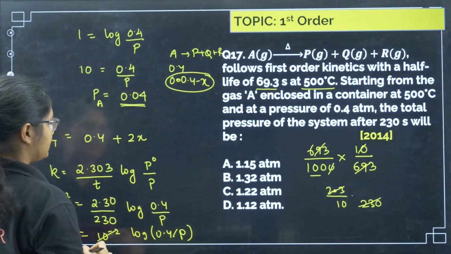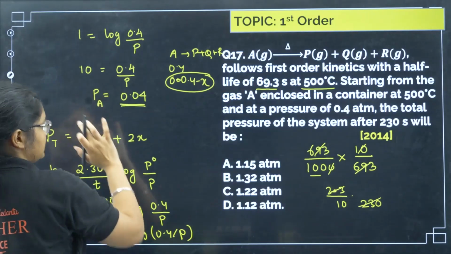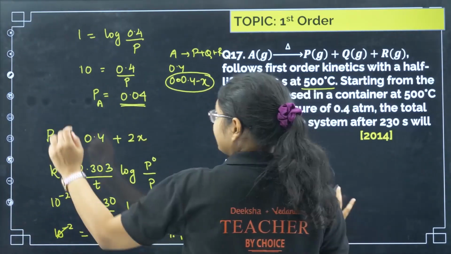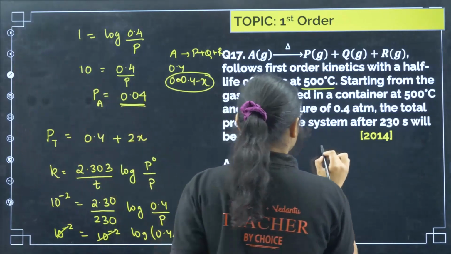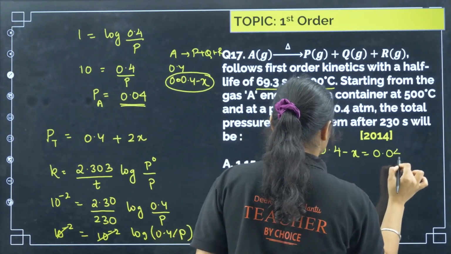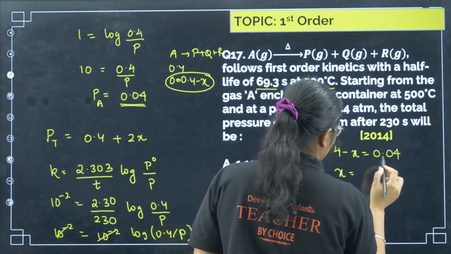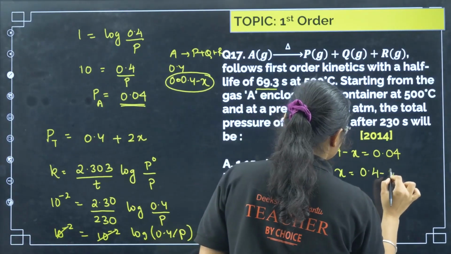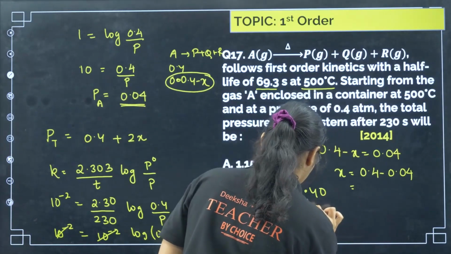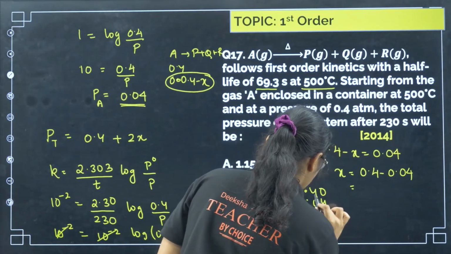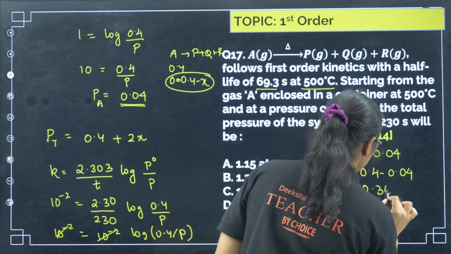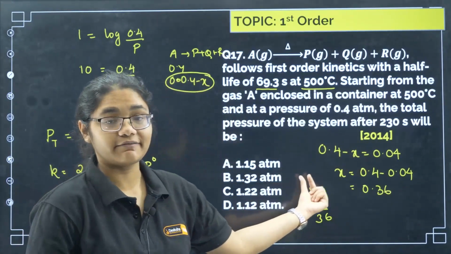So now I can do this calculation here. I can say that 0.4 minus X is equal to 0.04. So what is the X value then? X value will be 0.4 minus 0.04. Okay, so I have 0.4 minus 0.04, 0.36 I will get. So this is the value of X.